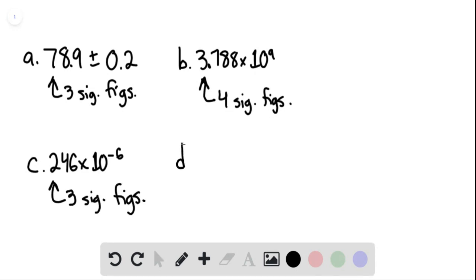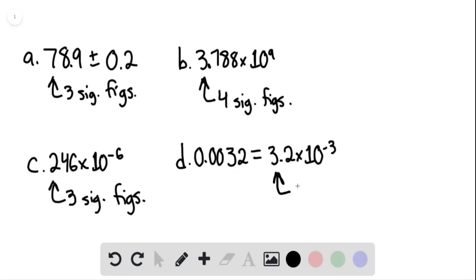And lastly, we have part D, 0.0032. So here, we can actually rewrite this and say 3.2 times 10 to the negative third. And here, we have 2 significant figures. Again, when it is in decimal form and not in scientific notation, it does become a little bit harder to see how many significant figures you have.